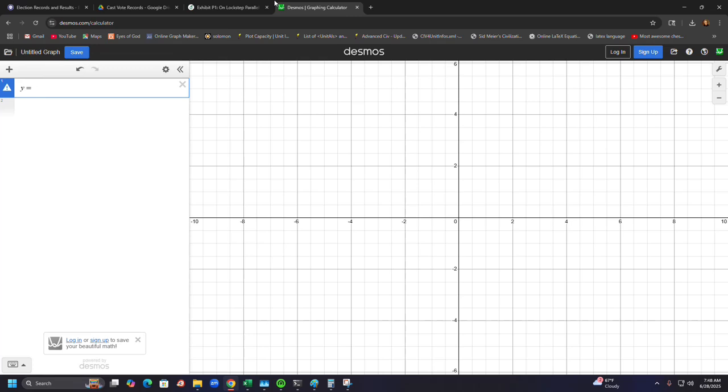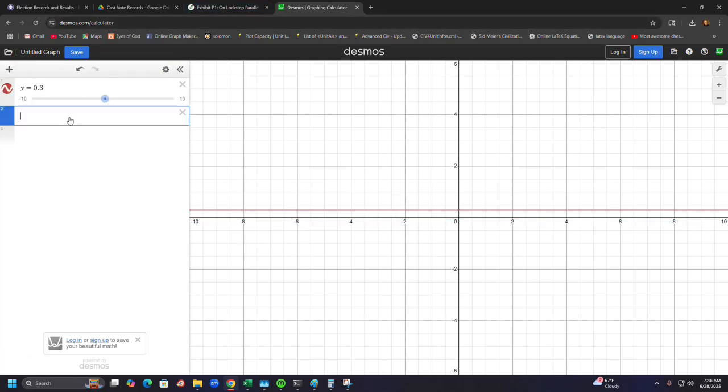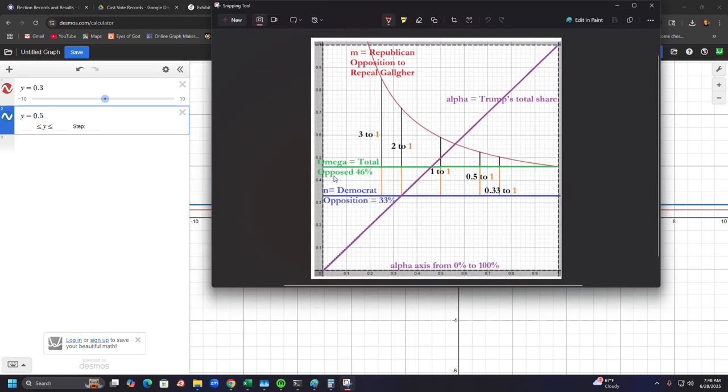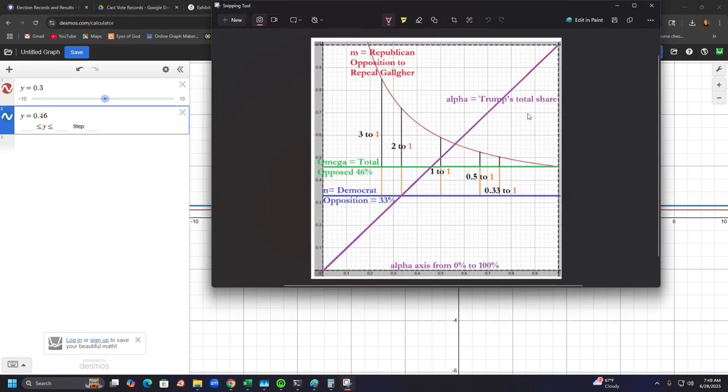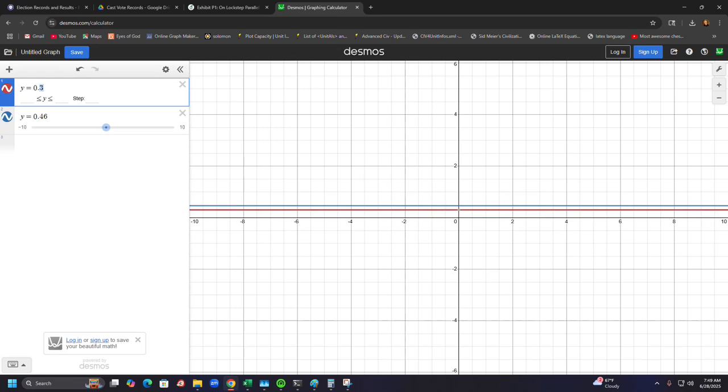We'll put y equals 0.3. That will be Republican no. Okay. Total no will be y equals 0.5, or whatever they set it to. What did they set it to in El Paso? Because this is not how people voted. Okay, this is somebody rigging the election. And then this is what, 33% for Democrats?